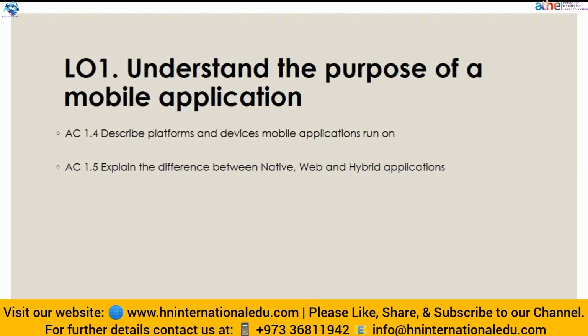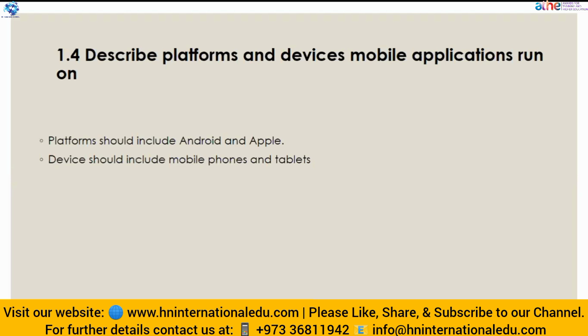So we continue with Learning Outcome 1: assessment criteria 1.4, describe platforms and devices mobile applications run on, and 1.5, explain the difference between native, web and hybrid applications. The indicative content for the 1.4 assessment criteria is: platforms should include Android and Apple, and devices should include mobile phones and tablets.